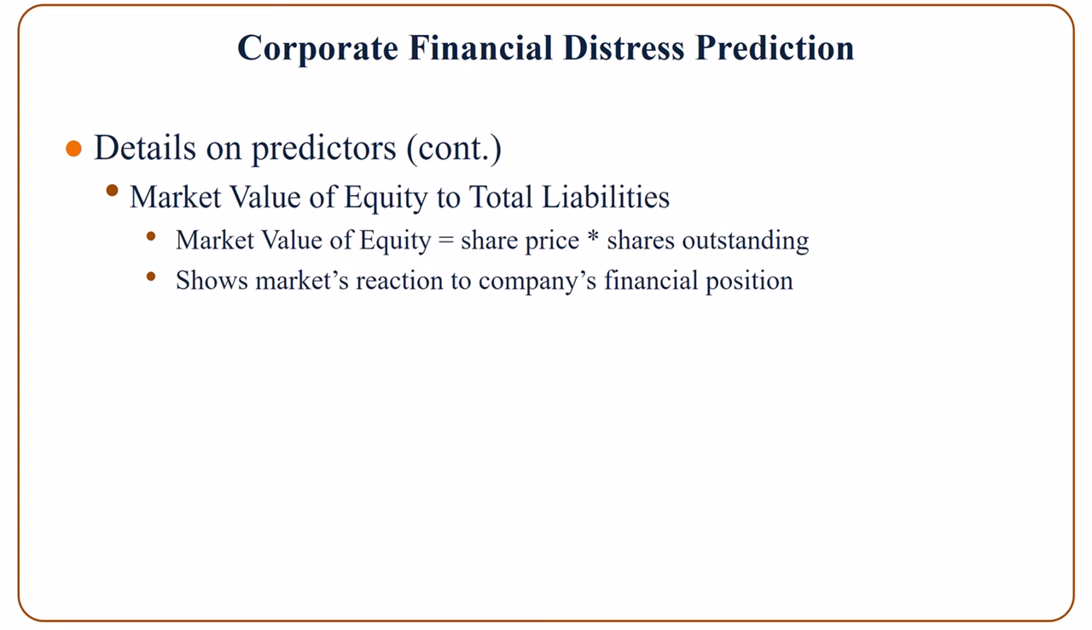The next predictor is market value of equity to total liabilities. The market value of equity is the share price times shares outstanding. It shows the market's reaction to the company's financial position. Higher market capitalization means that the company is more likely to survive.